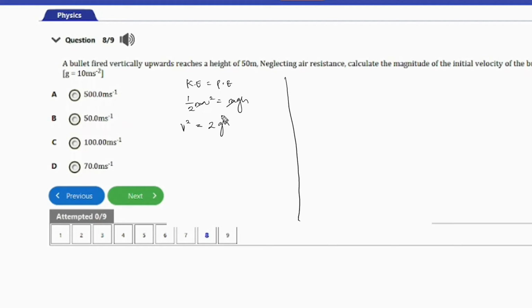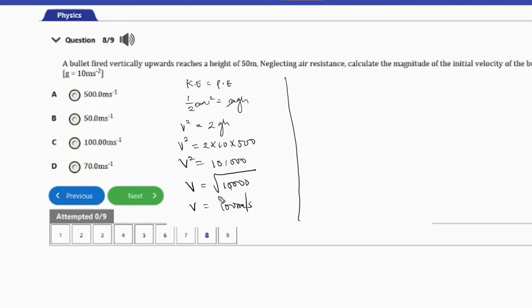So guys, there is a little systemic error here. The height here is actually 500 meters and not 50 meters. So it reaches a height of 500 meters. So 2gh here is going to be 2 times 10 times 500. And that's 10,000, guys. So we'll go ahead and find v here as the square root of 10,000, and that will give us 100. So that's 100 meters per second, and that's it for this question, option C.